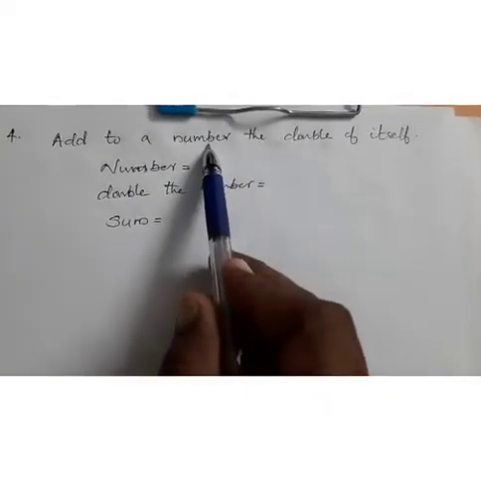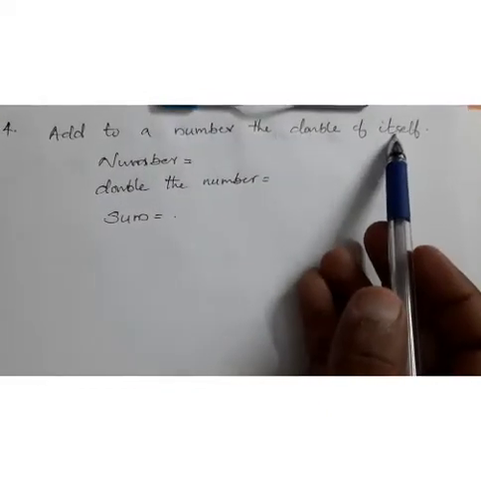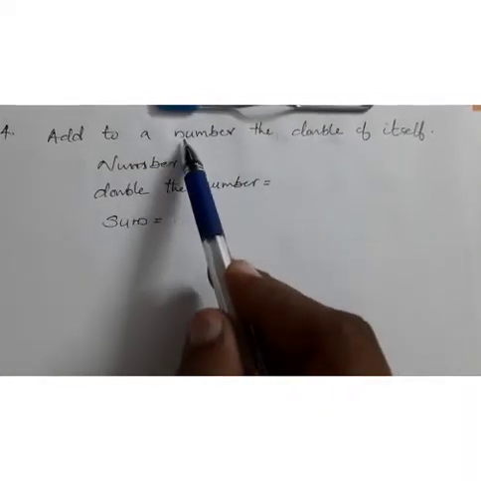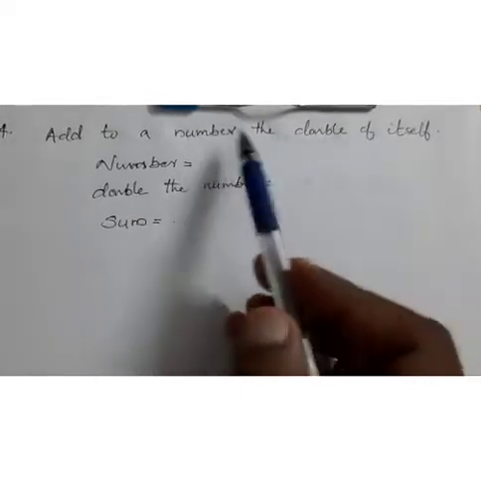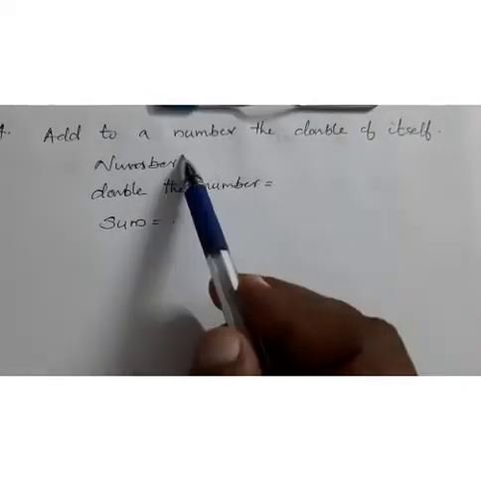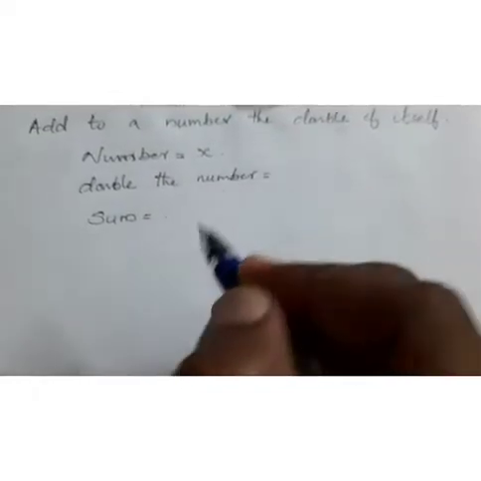Add to a number double of itself. The number and its double should be added. So take the number as x.